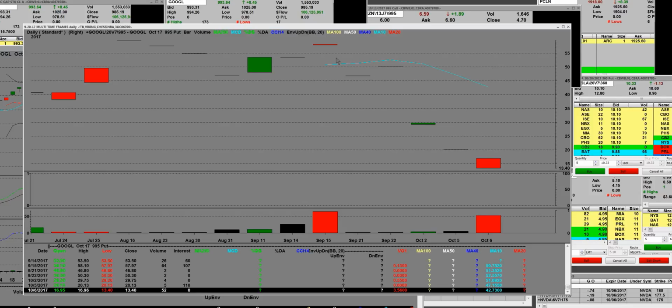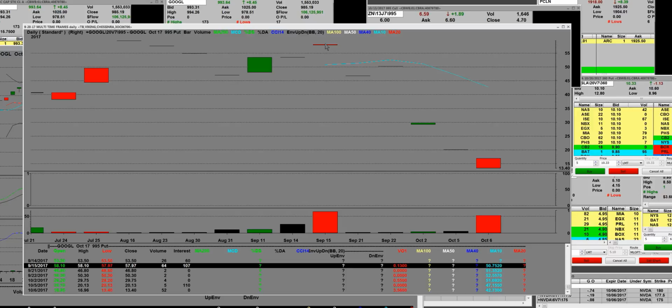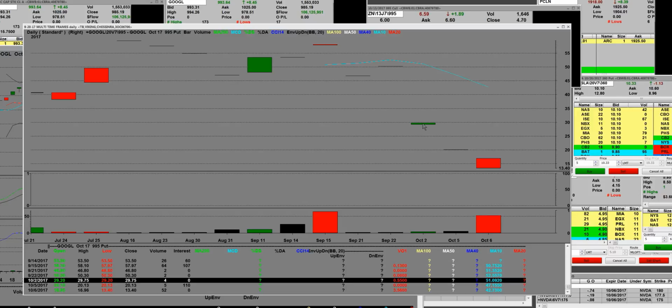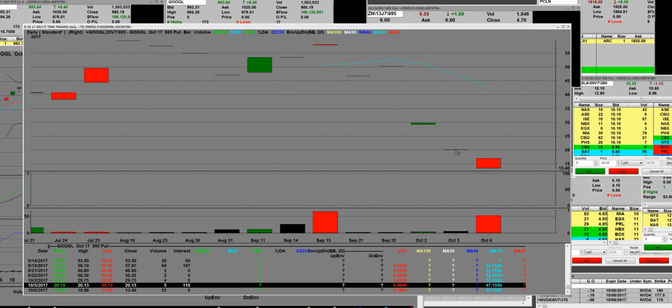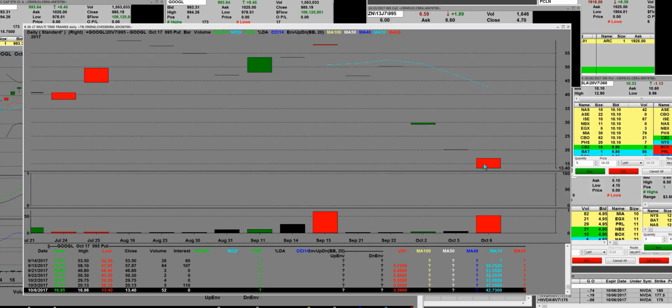So basically, these put charts were $58. The last print right here on the high was 29.75. That one print had 5 contracts at 2013. And now on the 995 put, which is available to you, know that it's the 995 and it's totally deflated in value.